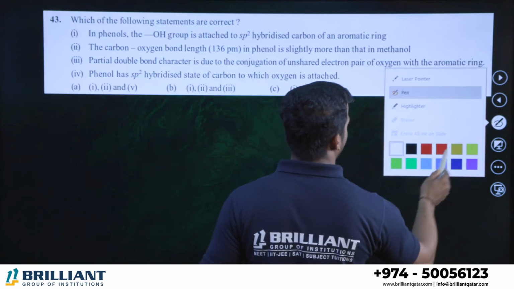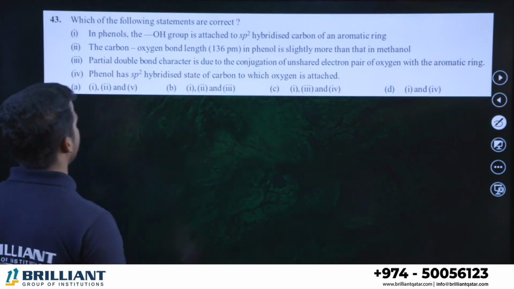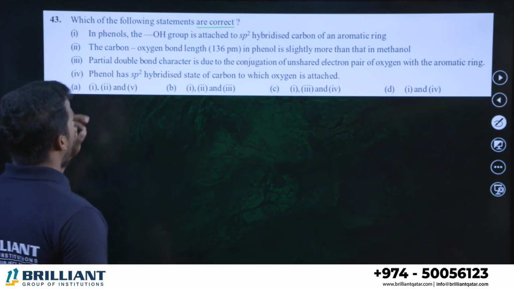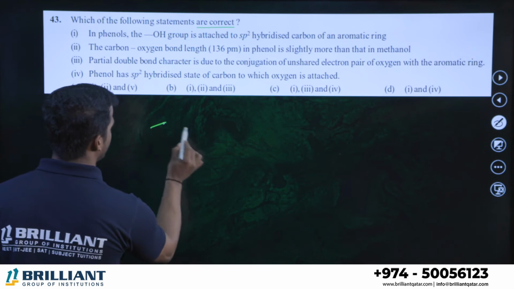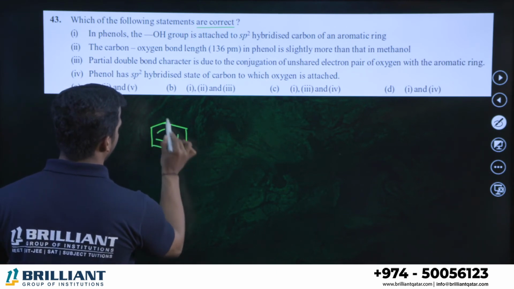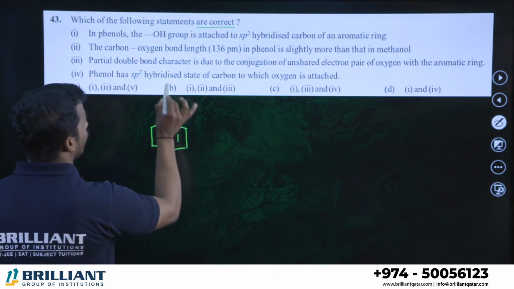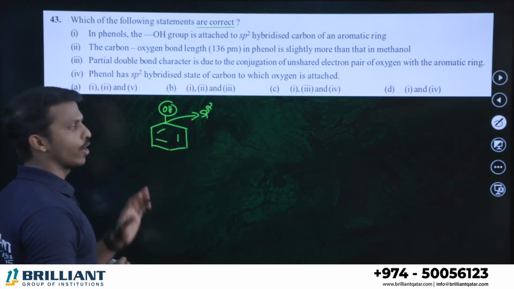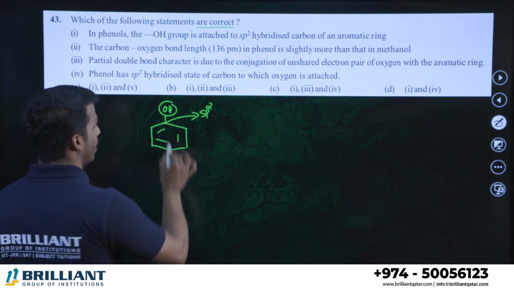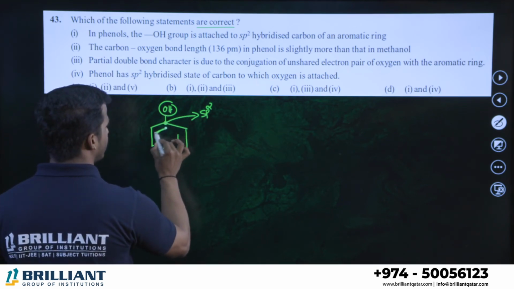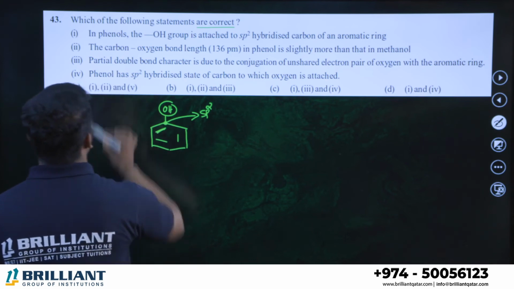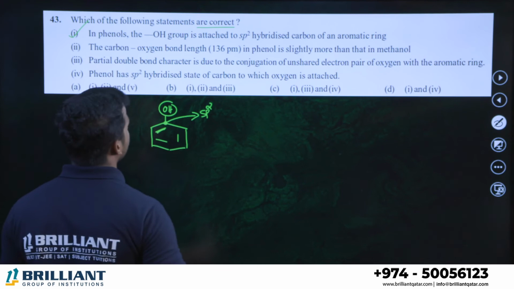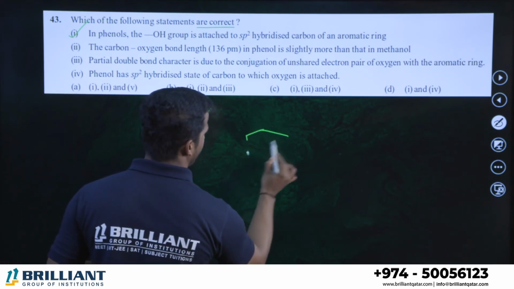Okay, question 43. Which of the following statements are correct? 1. In phenol, the OH group is attached to... Okay, what is phenol? Benzene with OH. In phenol, the OH group is attached to an sp2 hybridized carbon atom in the aromatic ring. Yes, correct statement, right? The OH-connected carbon, this is the one. It's a double bond connected carbon, sp2. Correct statement. The carbon-oxygen bond length in phenol... So they are asking about phenol.